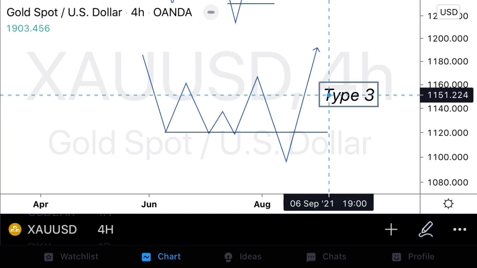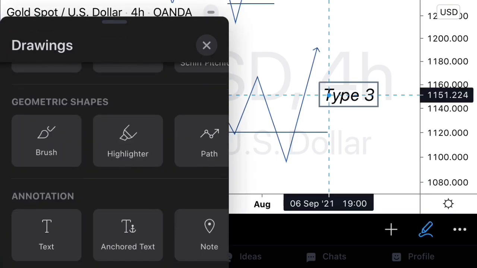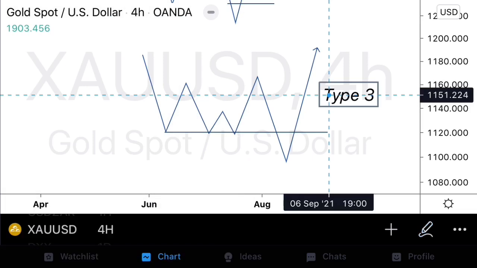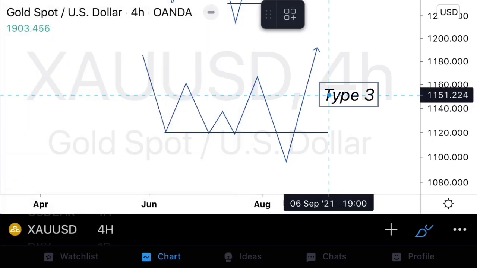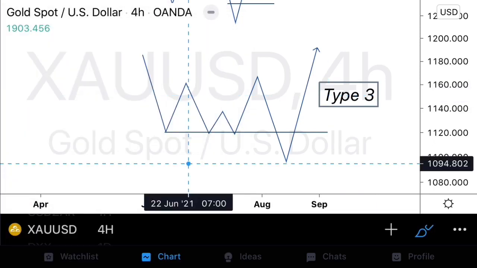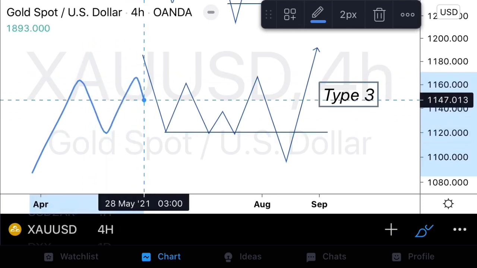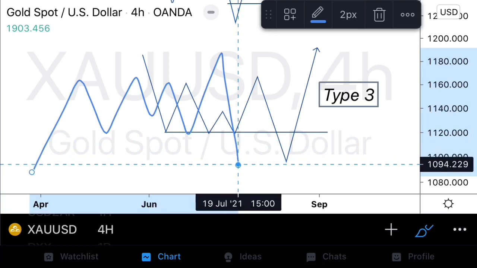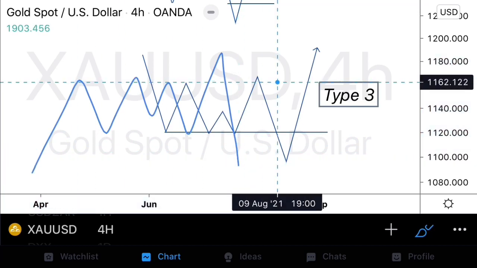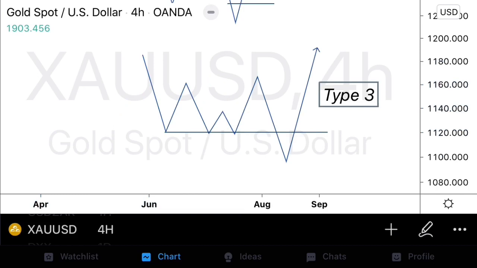Now remember, the reason why we're calling this a one line accumulation, or obviously in the inverse, if we had, for example, a type 3 distribution, I just didn't want to draw both the accumulation and the distribution because the explanation would be exactly the same, just inverted. If we were looking at a type 3 distribution, what would we need? The high, we want the double top structure, and then we want to see a violation of that double top structure and the low, and then the markdown.